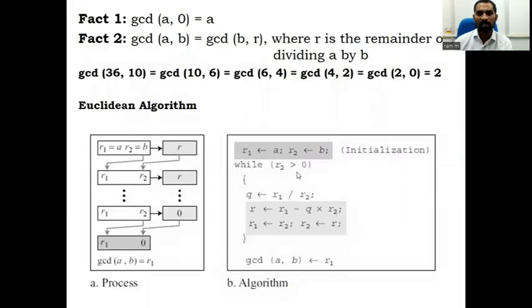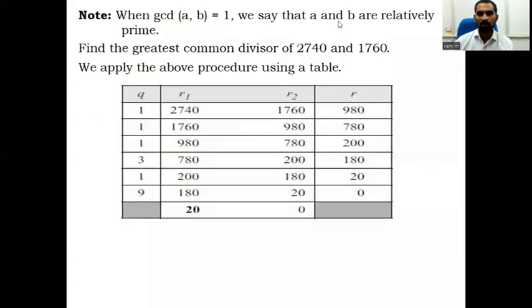So generally R becomes equal to 0. Now we need to continue this process. We have done up to 780. Now we have checked 780. It is not equal to 0. It is greater than 0. So R1 this time becomes 980 and R2 becomes 780. Again, if you check, for this iteration, R is greater than 0. That is not equal to 0. So we continue this process.